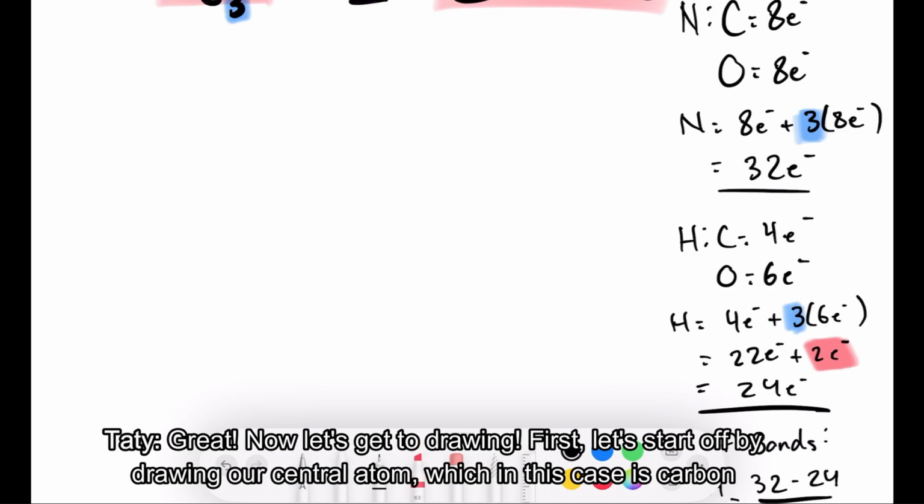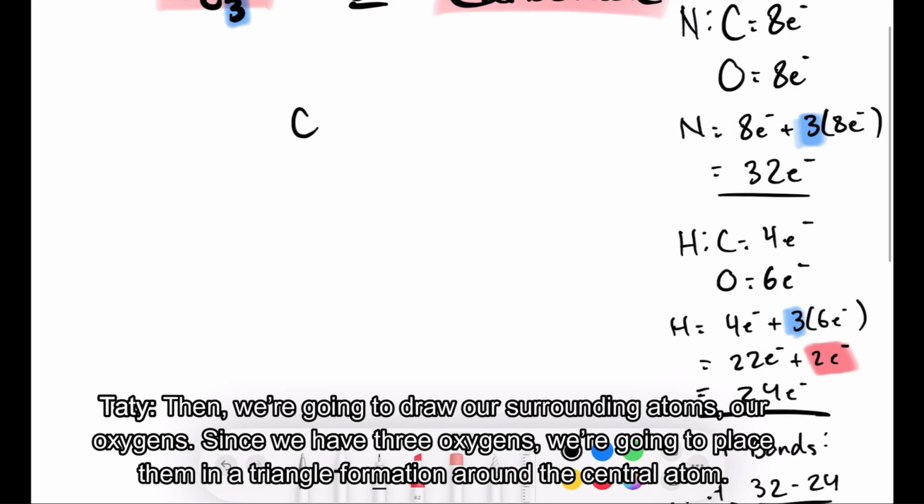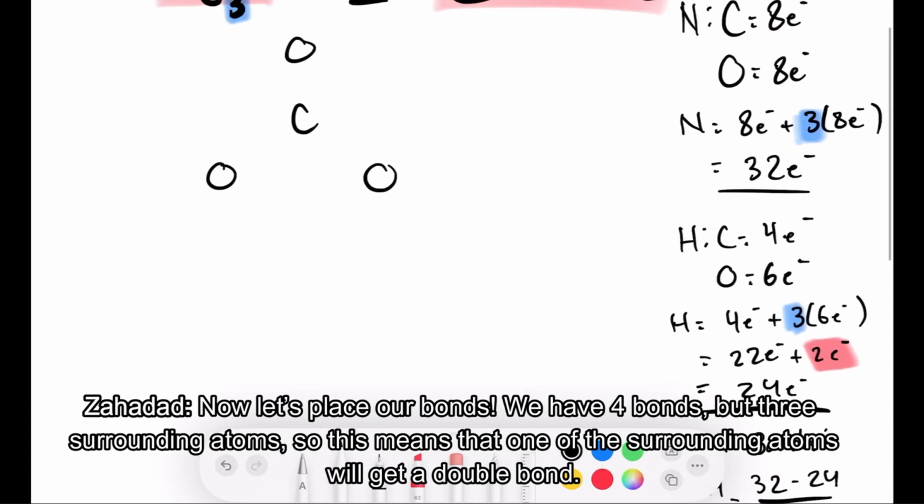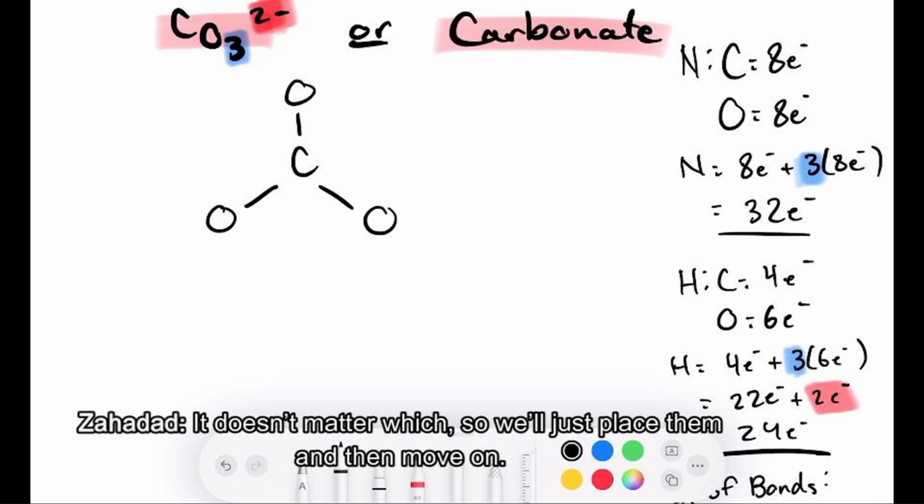First, let's start off by drawing our central atom, which in this case is carbon. Then we're going to draw our surrounding atoms, our oxygens. Since we have 3 oxygens, we're going to place them in a triangle formation around the central atom. Now let's place our bonds. We have 4 bonds, but 3 surrounding atoms. So this means that one of the surrounding atoms will get a double bond. It doesn't matter which one, so we'll just place it in one of them and move on.